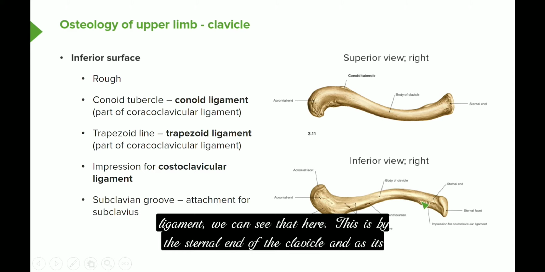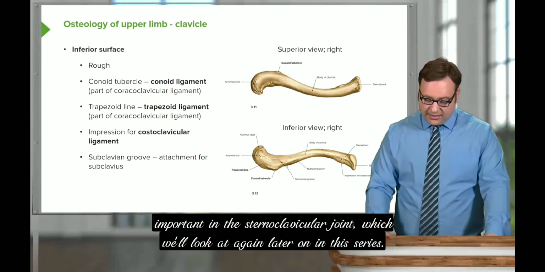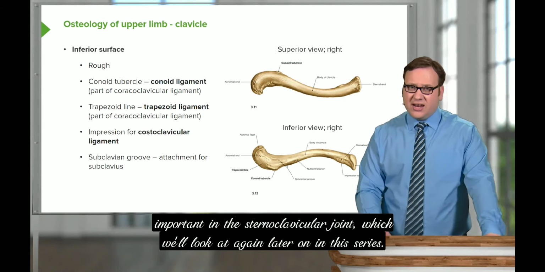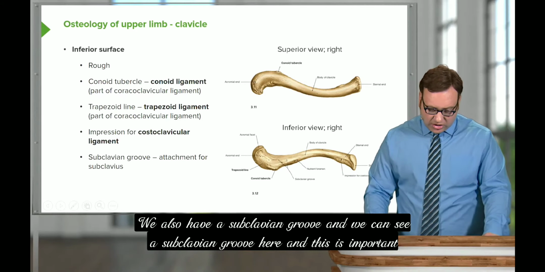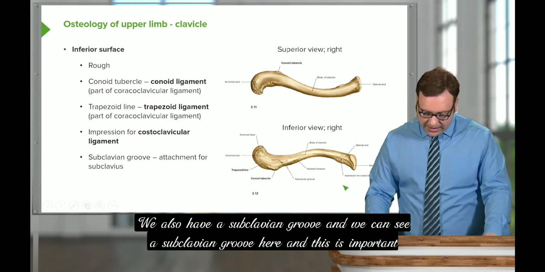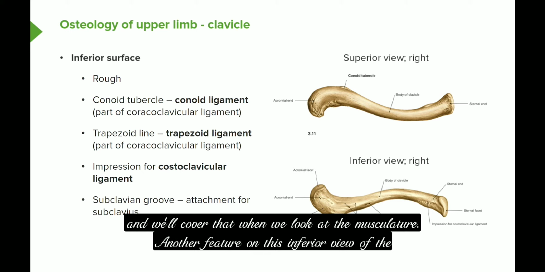This is by the sternal end of the clavicle. And as its name suggests, the costoclavicular ligament is going to attach to the ribs. And this is important in the sternoclavicular joint, which we'll look at again later on in this series. We also have a subclavian groove, and we can see a subclavian groove here. And this is important for attachment of subclavius muscle, a small muscle that runs on the underside of the clavicle. And we'll cover that when we look at the musculature.